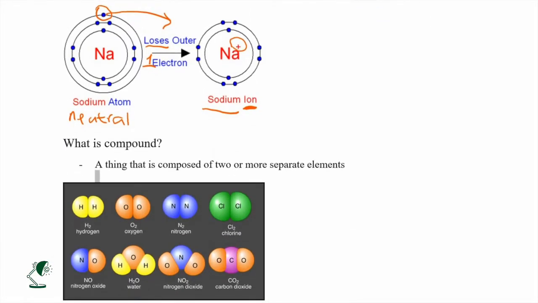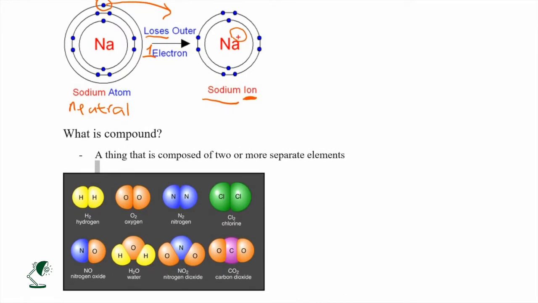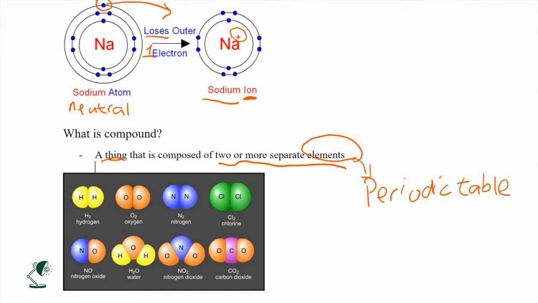And can you also recall what a compound is? Great. A compound is anything that is composed of two or more separate elements. Remember, elements are something that you can find on your periodic table, and a compound is a combination of elements from the periodic table. For example, H2O, O2, N2, or CO2, carbon dioxide.